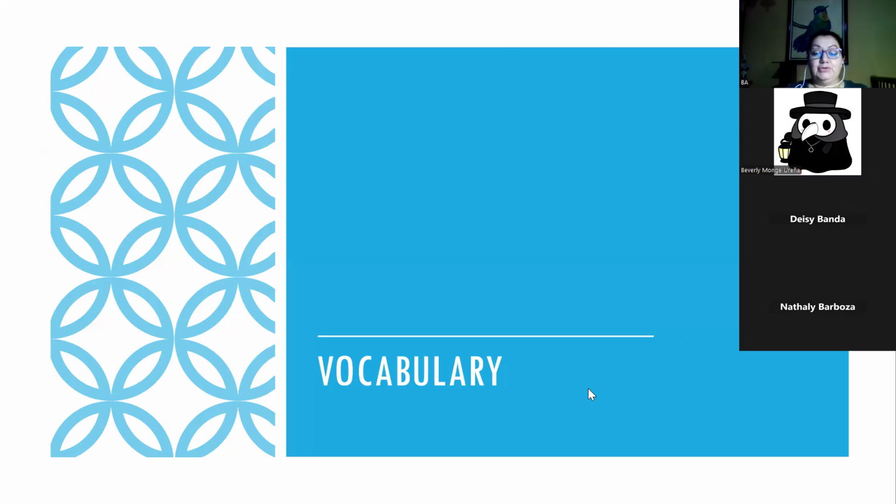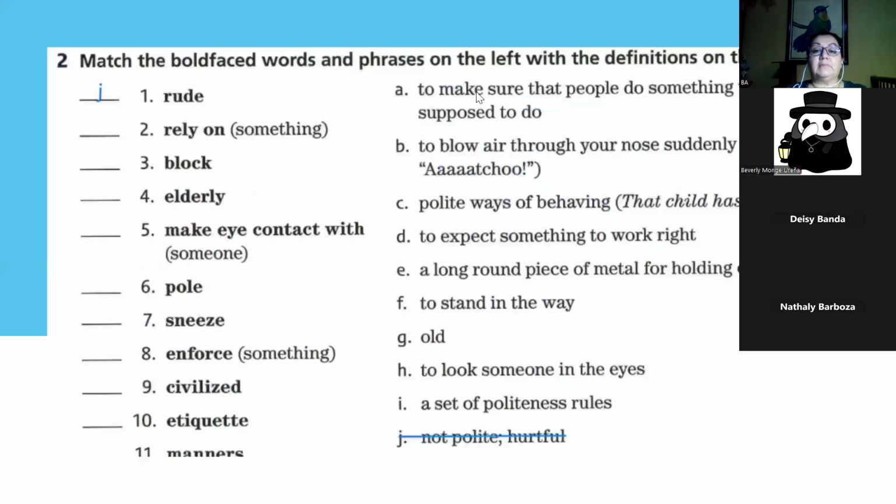Okay, now we're moving on to the vocabulary. Let me ask you a question. In the last quiz that you took last week, did you have any problems with the vocabulary? How did you solve them?